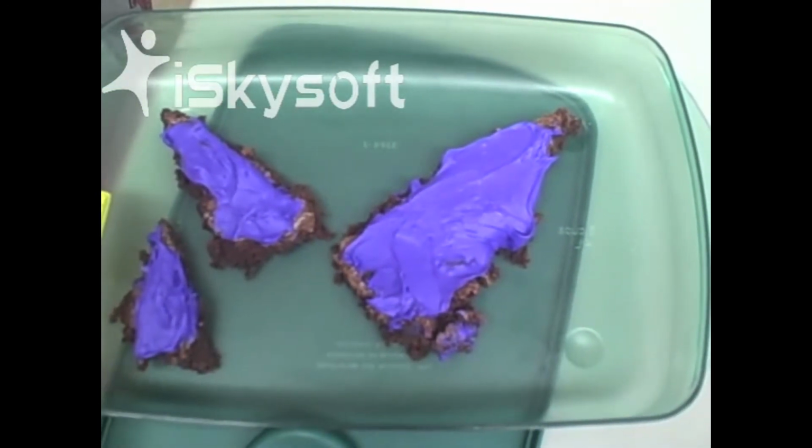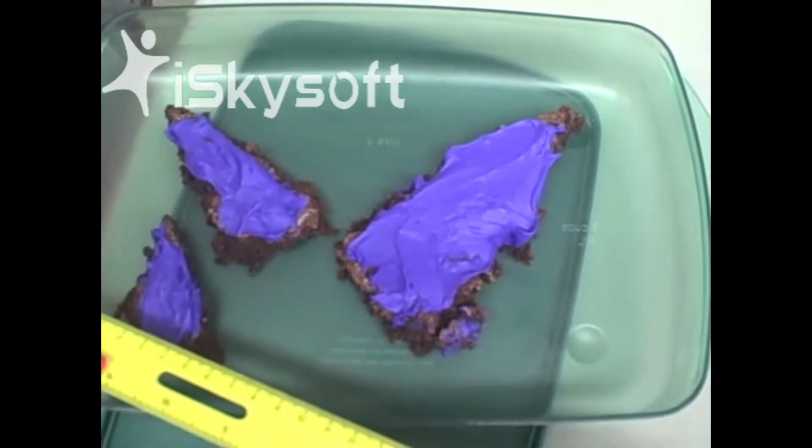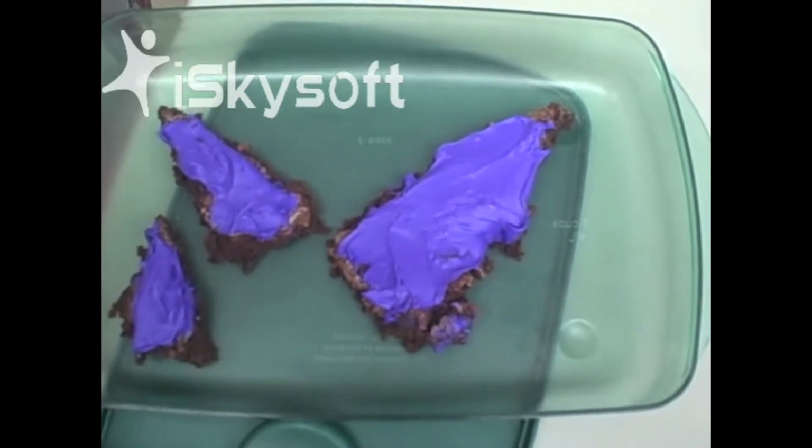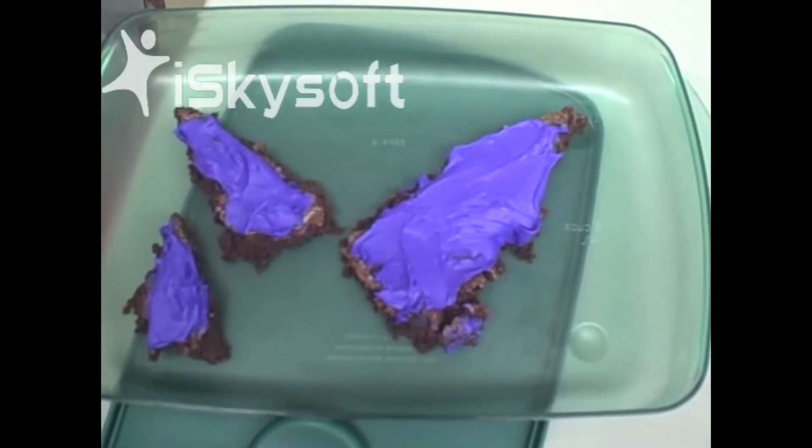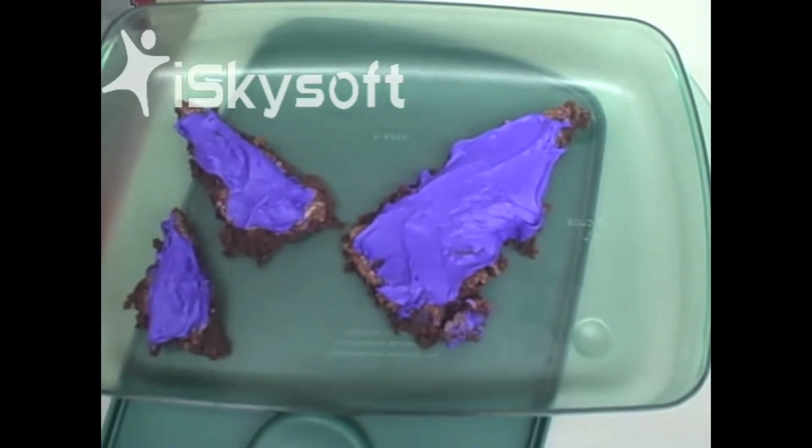The height of the small triangle is 6 centimeters. The base of the small triangle is 2 centimeters. 6 times 2 equals 12, and 12 divided by 2 equals 6. So the small triangle has an area of 6 centimeters squared.